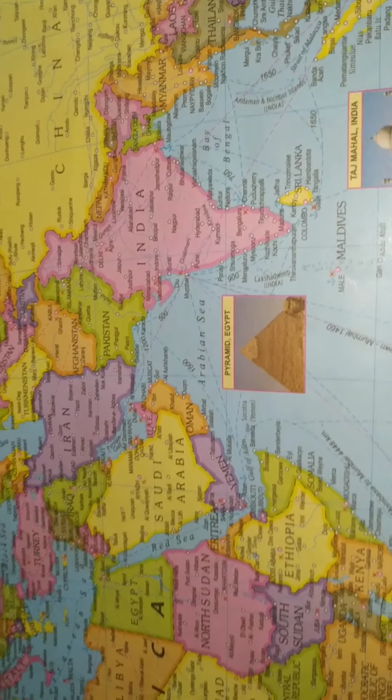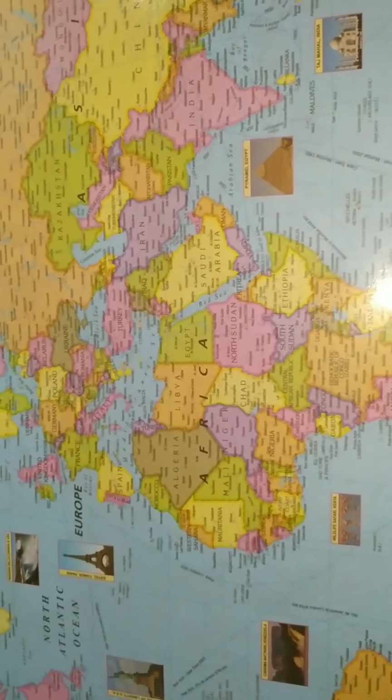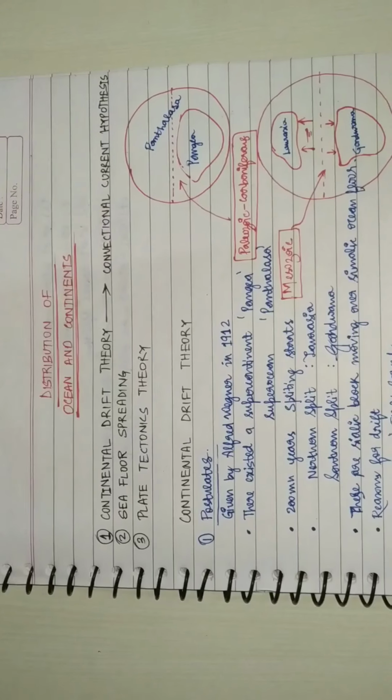Here you can see the landmass divided into different parts. Also, you can see the oceans have been divided into different parts: Indian Ocean, Atlantic Ocean. Why are land masses not at one place? And the same for the oceans. We'll see in this video.